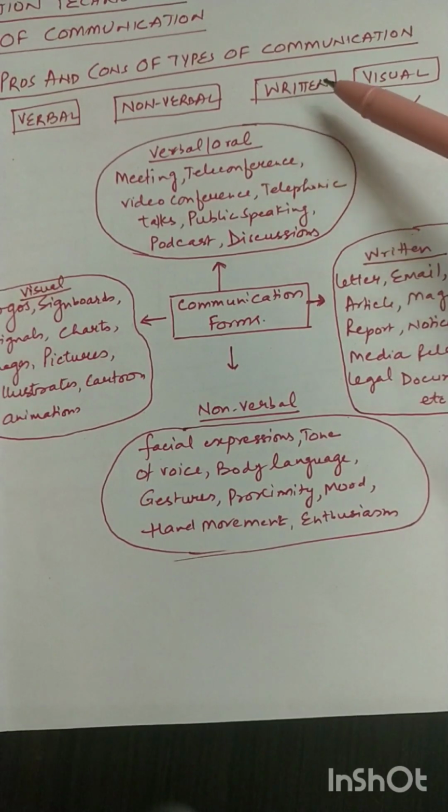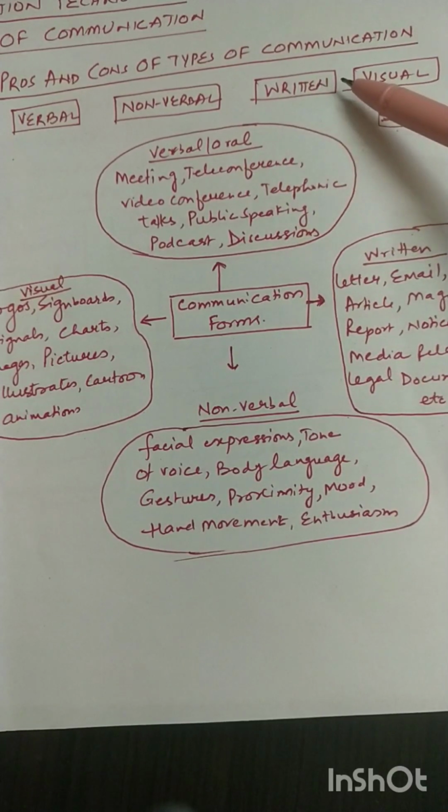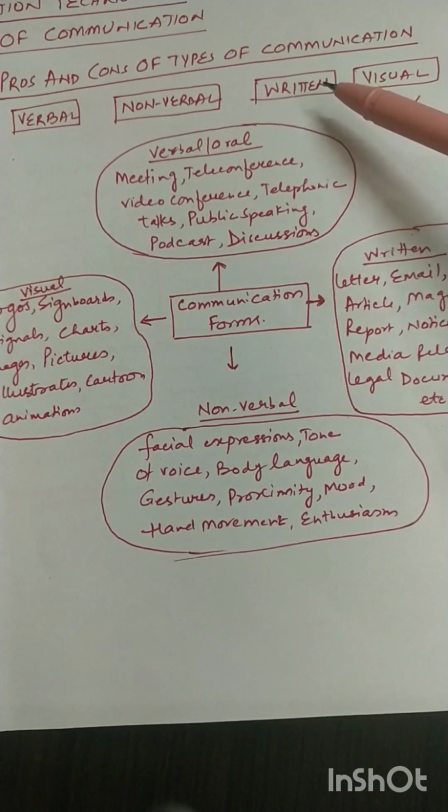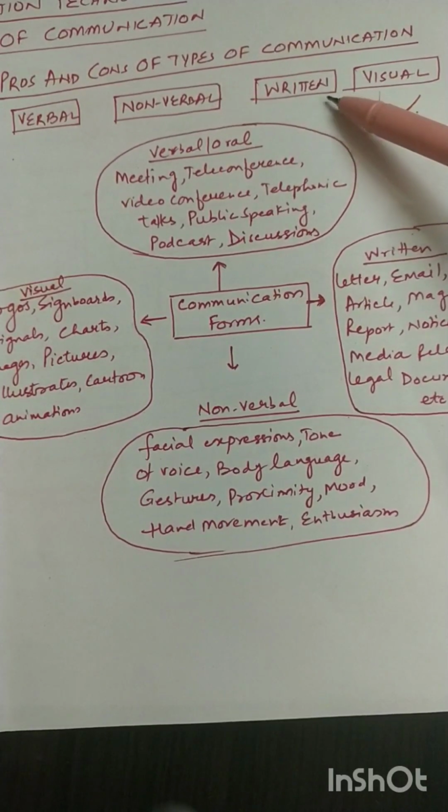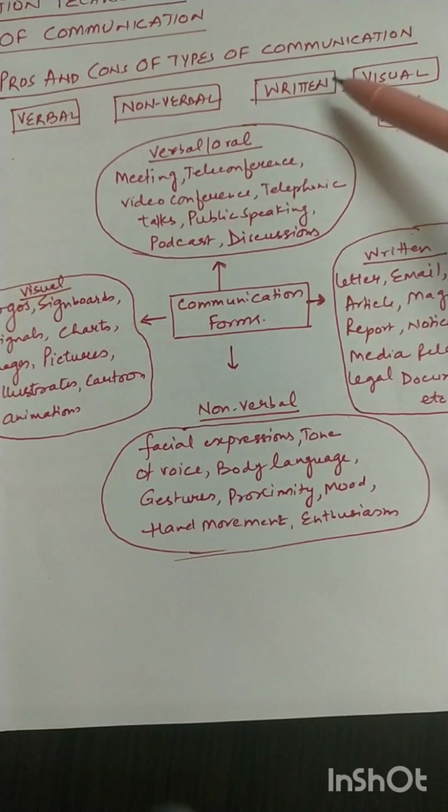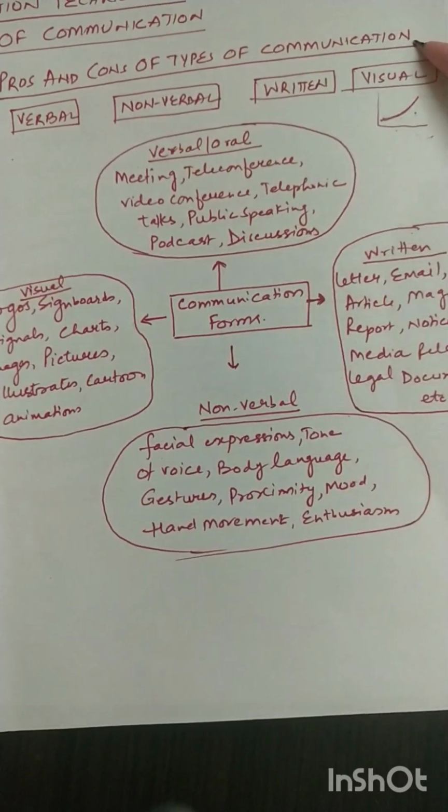Now the cons: it is costly, time consuming, and a barrier of qualification and language is there. Yes. If you are writing something and it is not understood by the receiver, then it is of no use. Both of you need to be on the same language ground, and that is a basic requirement of written communication. Cost on storage, yes, it is there. Clear? So this is all about the pros and cons of types of communication.